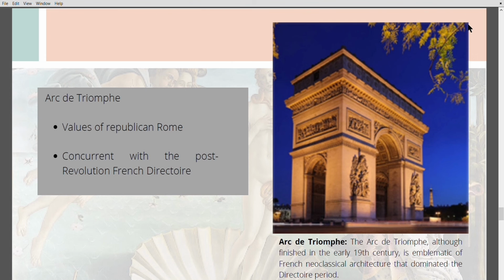Arc de Triomphe. The Directoire style reflected the revolutionary belief in the values of Republican Rome. This style was a period in the decorative arts, fashion, and especially furniture design, concurrent with the post-revolution French Directory, November 2, 1795 to November 10, 1799. The style uses neoclassical architectural forms, minimal carving, flaring expanses of highly grained veneers, and applied decorative painting.